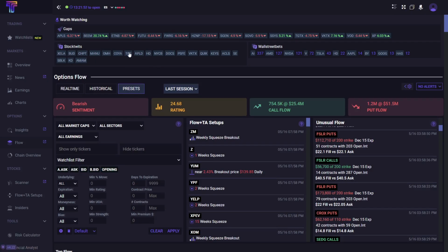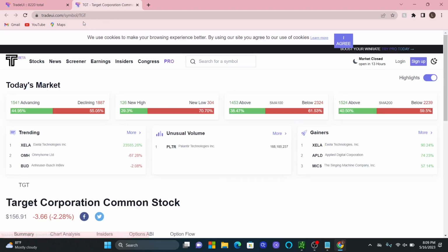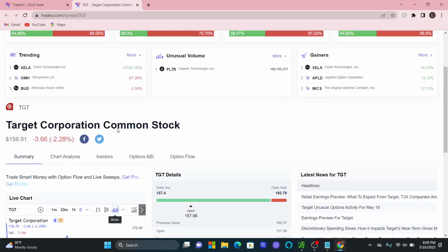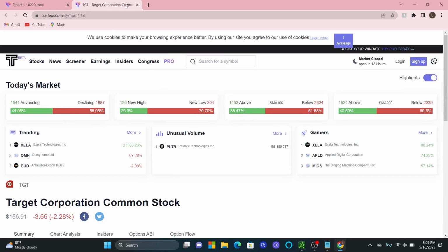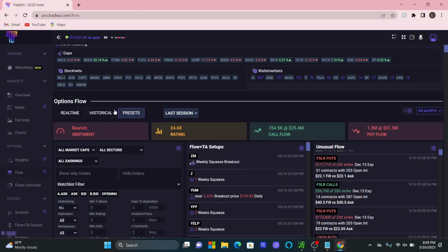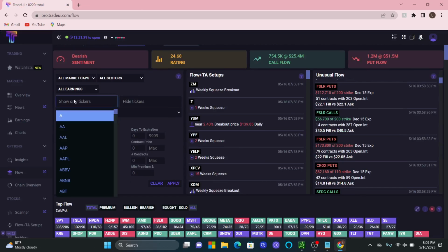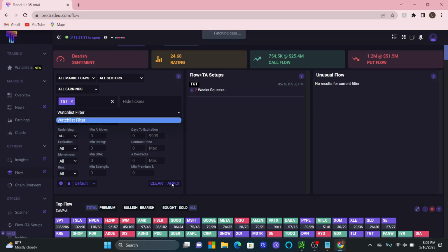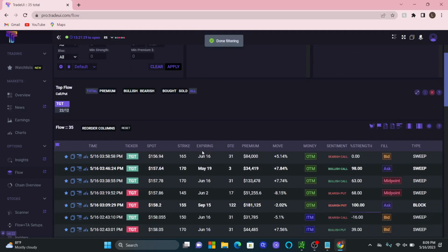So let's look at TGT, for example. If you click on it, it'll take you to the beta site that TradeUI has right here, and it'll give you a quick overview of what's going on with TGT. However, what we want to do is type in our option flow ticker right here. So TGT. And we want to see the option flows coming in for a stock that's trending on Wall Street Bets. So click there. We're going to click apply. So right now we have 22 calls for 12 puts. The first number indicates the total calls that are coming in. The second one indicates the total puts coming in.